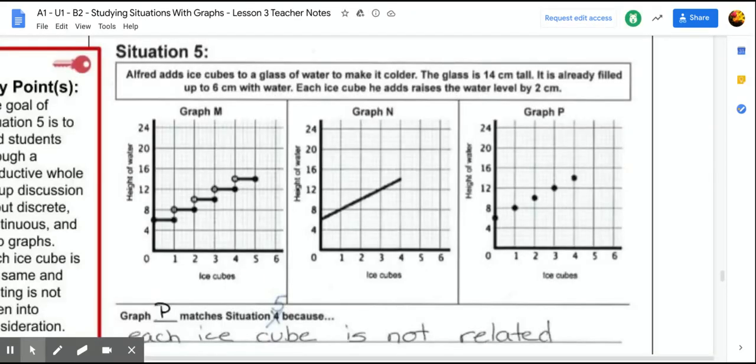Graph P best matches situation 5 because each ice cube is not related. Okay?